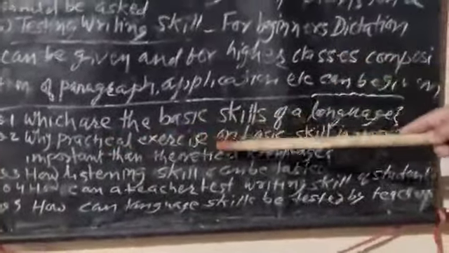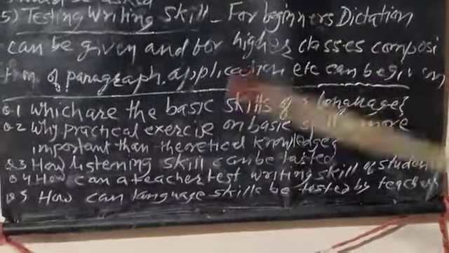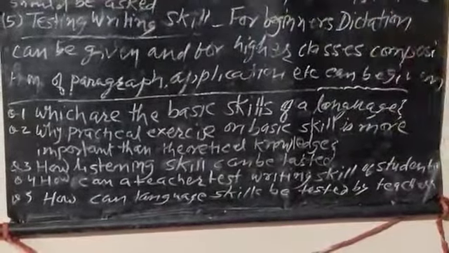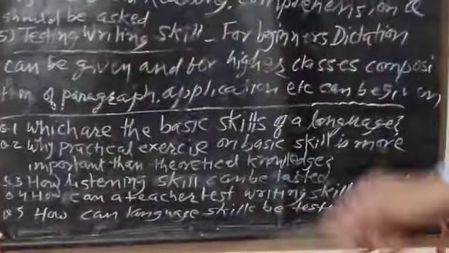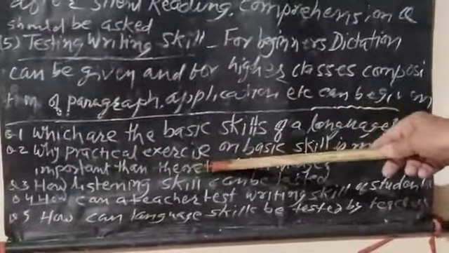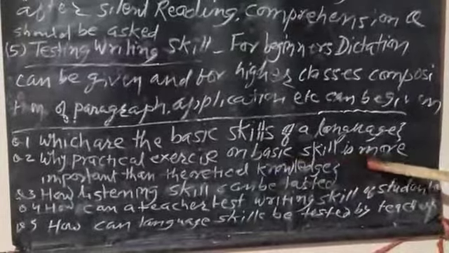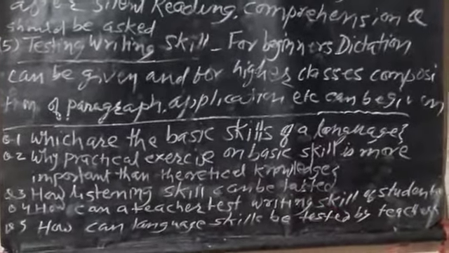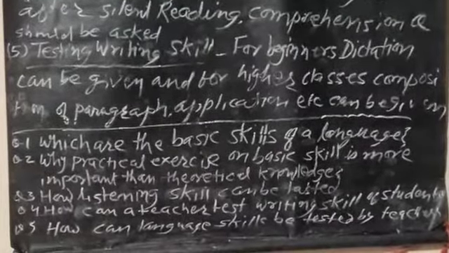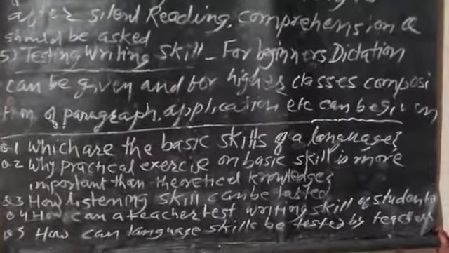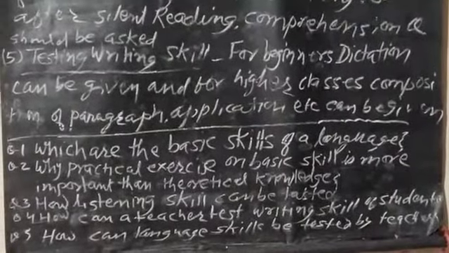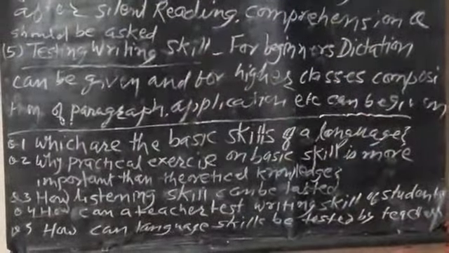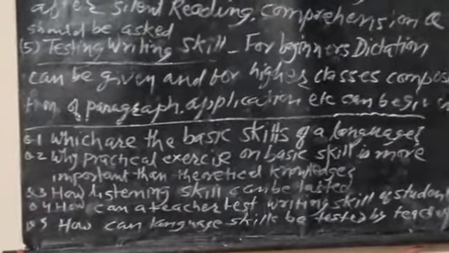Now there are some questions. Section A, first question and second question. Which are the basic skills of language? 4 basic skills: listening, speaking, reading, writing. Second question, why is practical exercise on basic skills more important than theoretical knowledge? Because theoretical knowledge will not help them in speaking, writing, reading, but they should be given practice in listening, reading, writing. This should be compulsory, practical.